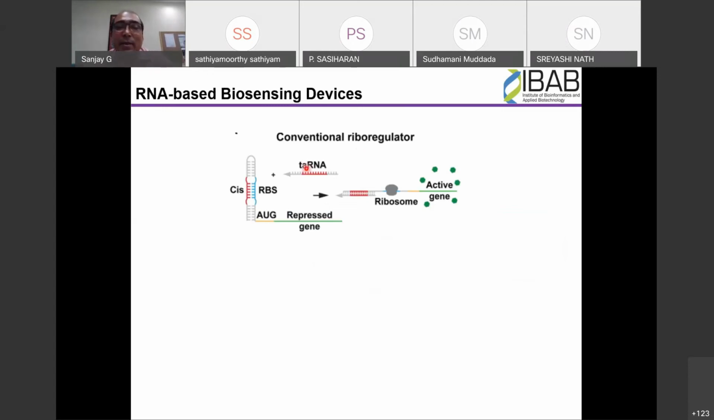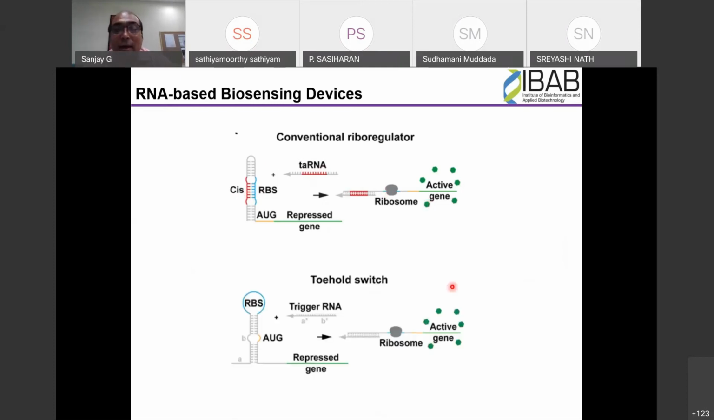The idea is simple: this ribosome binding site will be sequestered by the cis elements, and as I just mentioned, a trans-activating RNA will open it up and the gene is active. And currently in use is something called toehold switches. There is a small piece of RNA that you can throw into the system, which is complementary to this part, and that will denature this stem loop and thus switch on gene expression. And these have huge therapeutic potential. Currently, there are toehold switch-based synthetic circuits and diagnostic kits.